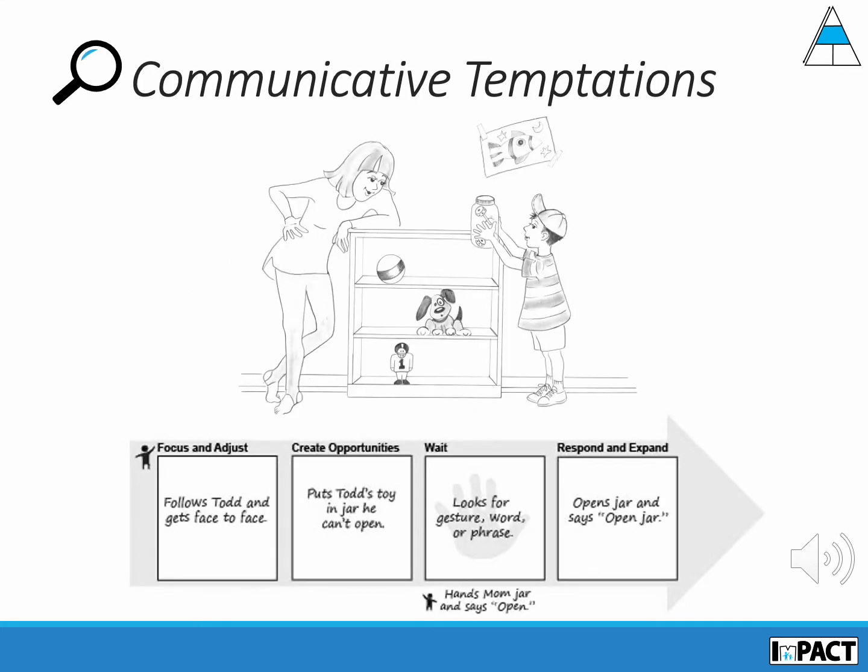Here's an example of a mother using inside and out of reach to create an opportunity for her son to communicate. Todd's mom follows Todd's lead and gets face to face. Todd's mom has put his favorite toy in a jar that he cannot open and placed it on a nearby shelf that he can see. Todd responds by handing his mother the jar and saying the word "open." His mother responds to Todd by opening the jar and expands by saying, "Open jar."